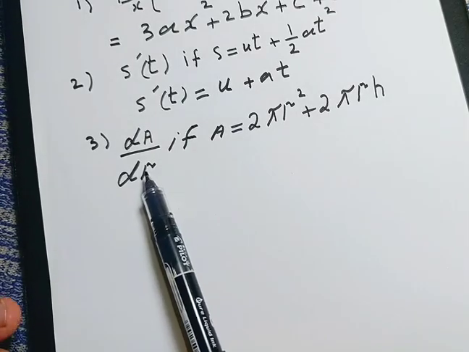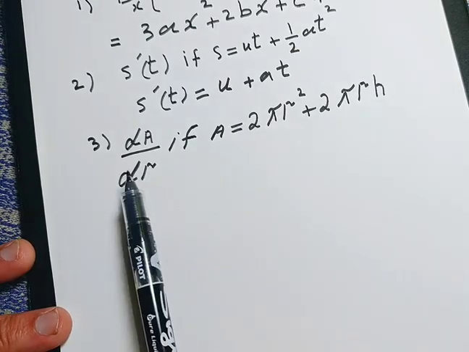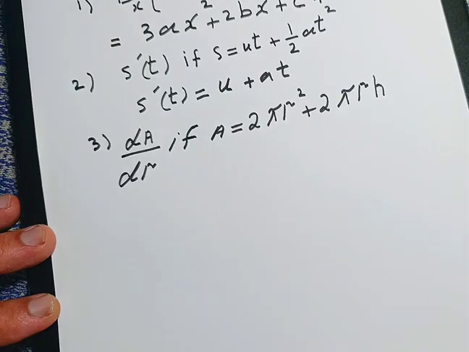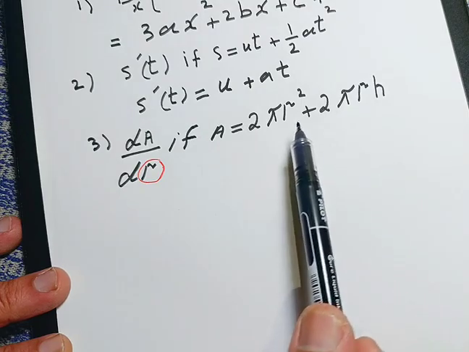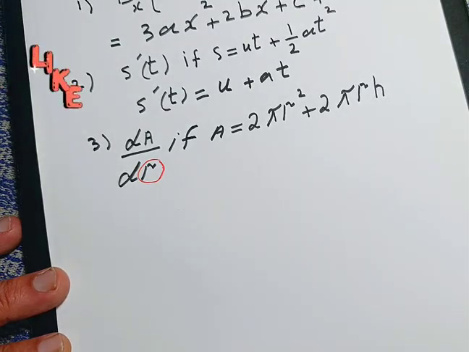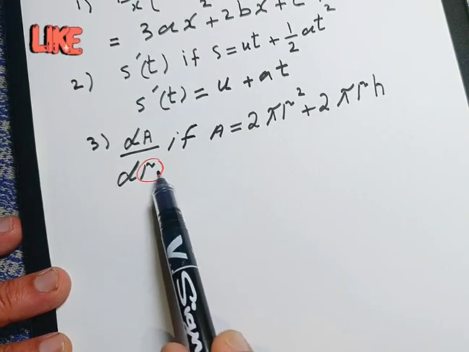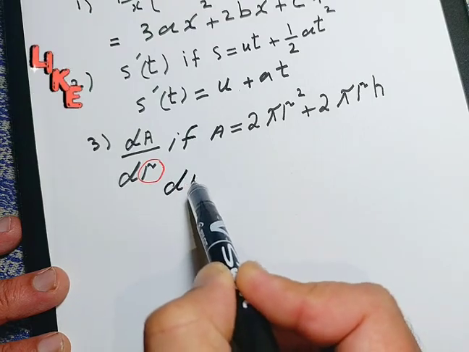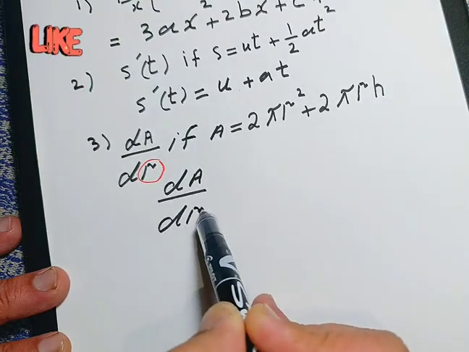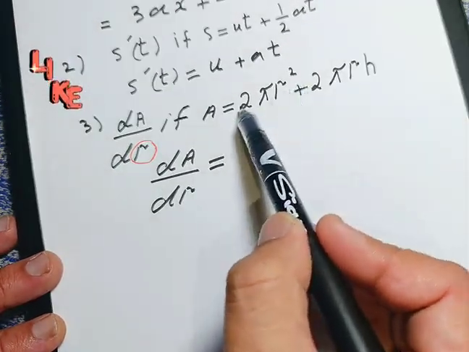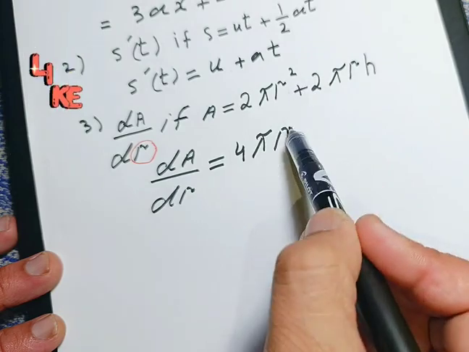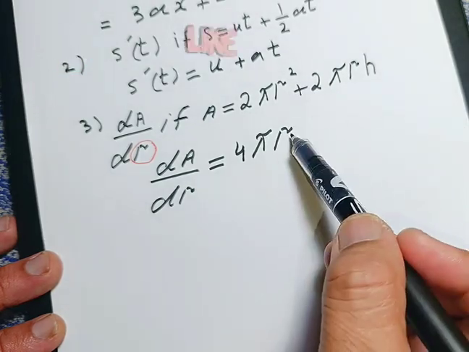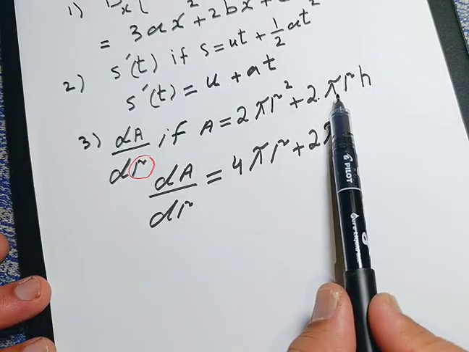This question says dA over dr, so we need to apply the derivative with respect to r. Have a look here, at the bottom is r. So with respect to r, if A is equal to this expression, h is constant here, so we're going to differentiate with respect to r. dA over dr is going to be equal to, 2 times 2 becomes 4, pi is a coefficient, and r, 2 minus 1 leaves only 1, so we're going to write r. So we're going to apply the derivative here now.